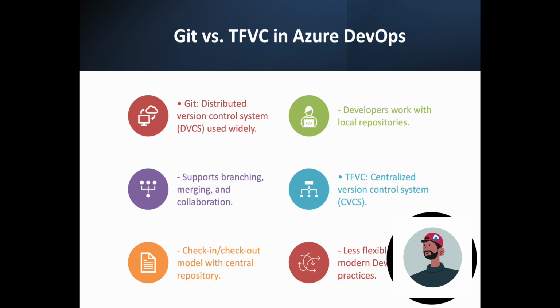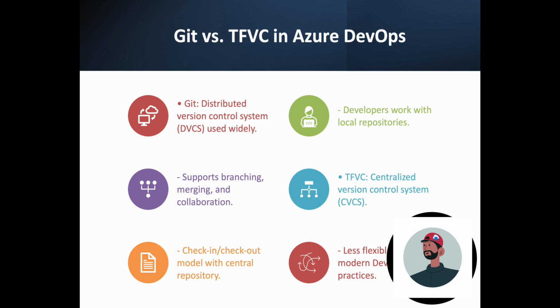So what is exactly the difference between Git and TFVC? Azure DevOps supports two primary types of version control system, Git and TFVC, which means Team Foundation Version Control. And actually TFVC is a legacy, and in most organization projects you will see that TFVC is actually disabled, but some companies and organizations are still using that.